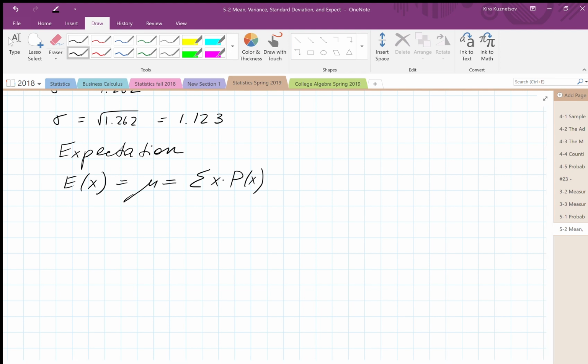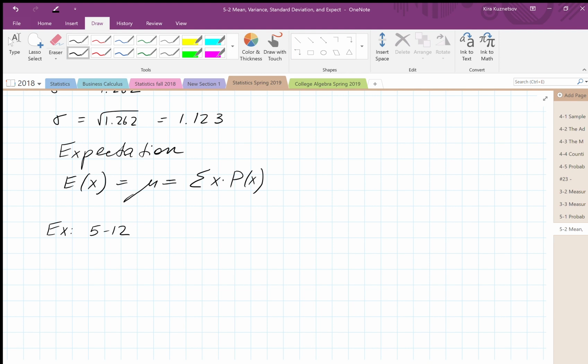There's 2 examples that I want to show you. The first example is 5-12, which is a winning tickets. So expectation is good in looking at games. So lottery is one of the games that we're going to be talking about.